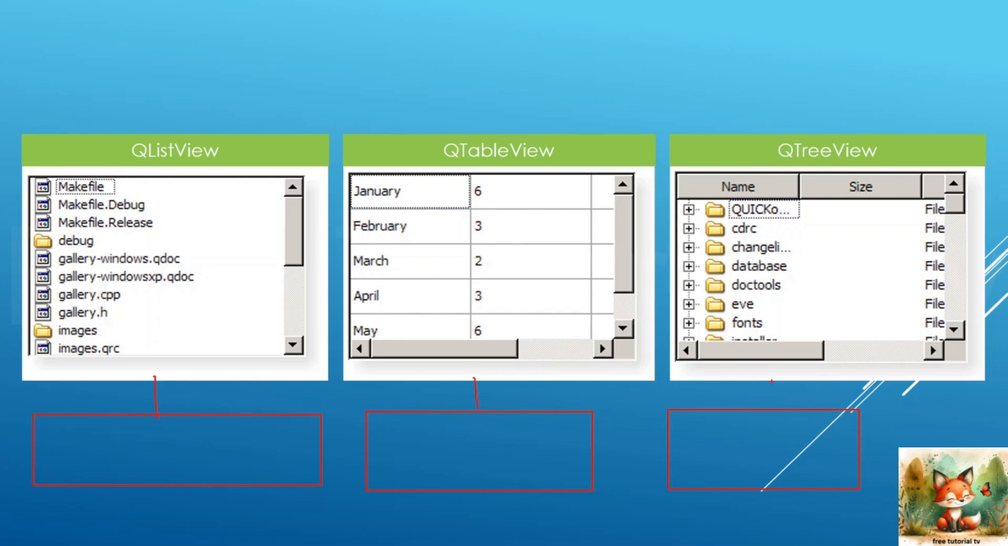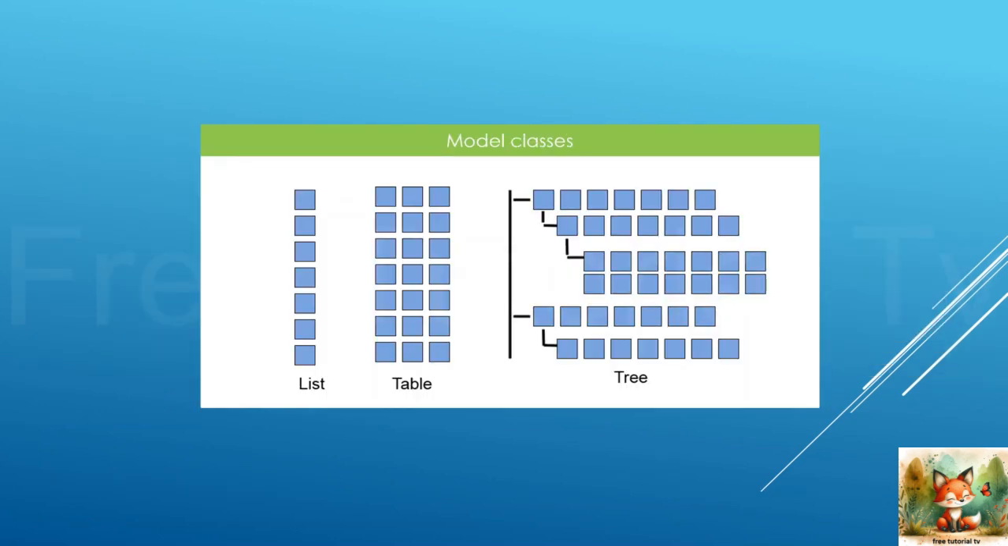That's a really big difference you need to be aware of. Besides view classes, we also have a bunch of model classes that can encapsulate our data. We have models that work like lists. We have models in the form of tables. We also have models in the form of trees.